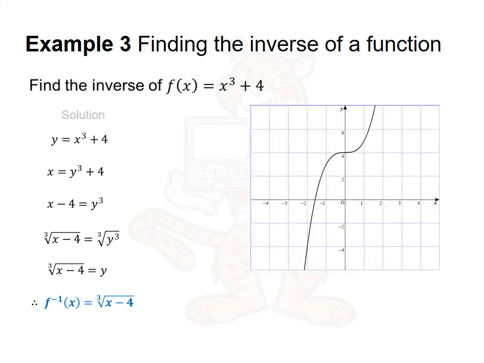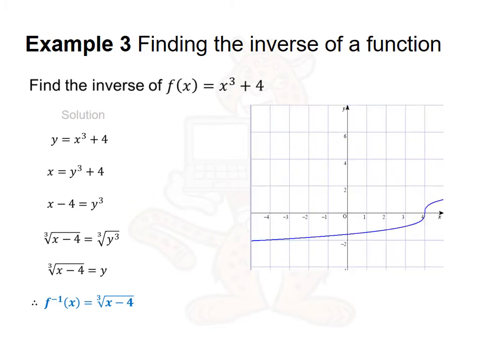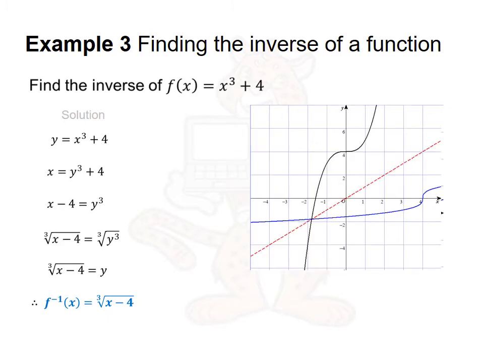And here, if you have software, or you want to do it in Desmos online, you can find this graphing application. We have here the graph of x cubed plus 4, and also the graph of the inverse, that is the cubic root of x minus 4. And if we put both of them together on the same coordinate plane, we notice exactly what we explained in example 1. The red dashed line here is the line y equals x.